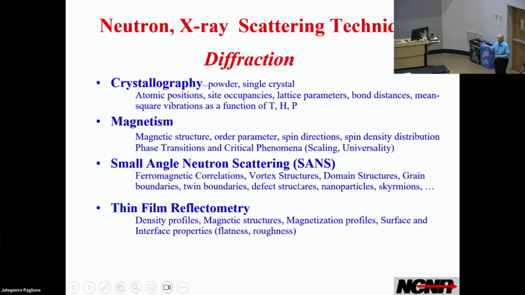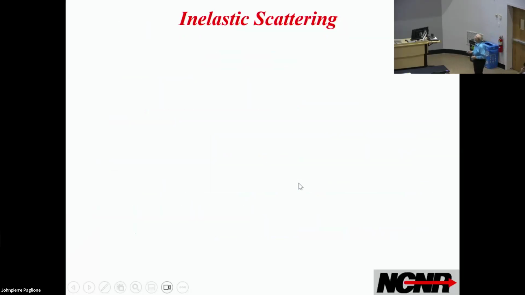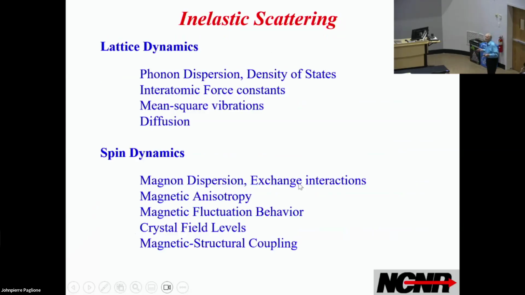You get a density profile and also a magnetic profile. It's a magnetic system. Okay, inelastic scattering: lattice dynamics, basically, and spin dynamics, magnon dispersions, things like that, crystal field levels, various kinds of excitations.